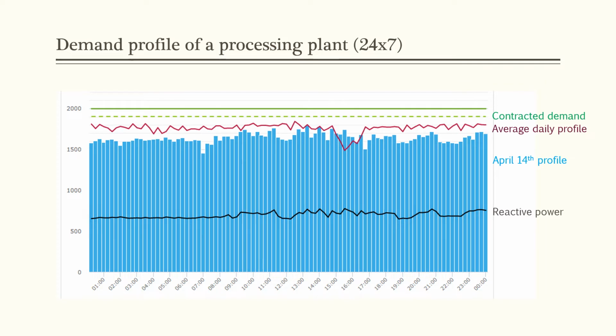The blue columns indicate the April 14th demand profile. The red line indicates the average daily profile in this year of 2022, and the green line indicates the contracted demand.